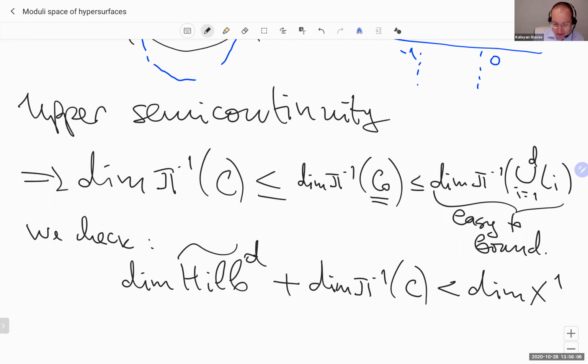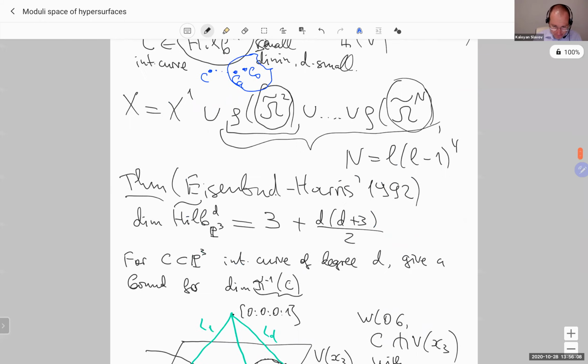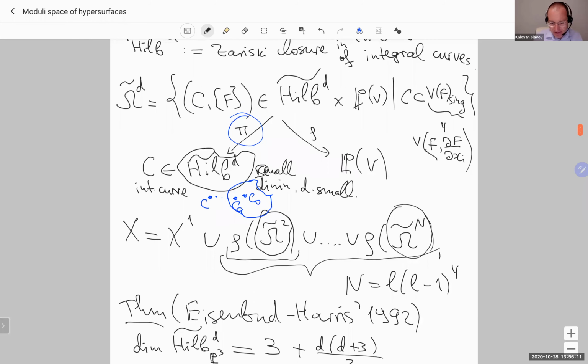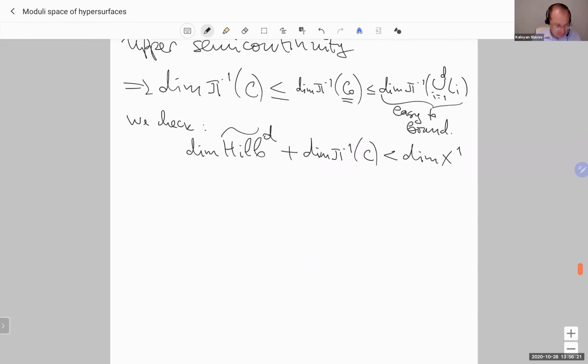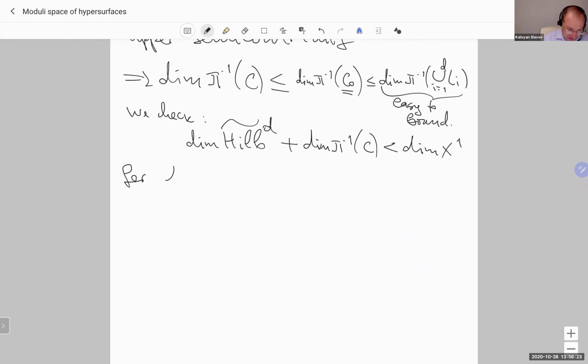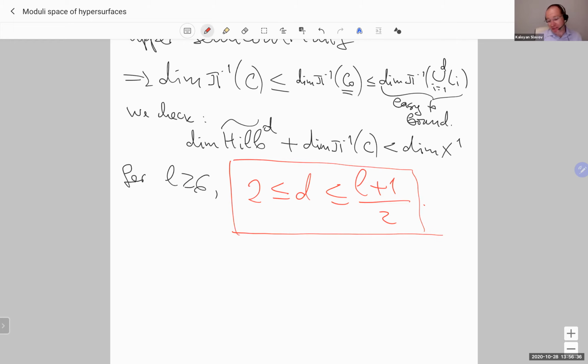And therefore, for this incidence correspondence that we had above, the dimension of the Hilbert scheme plus the dimension of the fiber is less than the dimension of the incidence correspondence, and also therefore the image of the incidence correspondence under rho has dimension less than the dimension of x1. Now this holds for L greater than or equal to 6, and most importantly for small values of D, 2 less than or equal to D less than or equal to (L+1)/2. Only for small values of D. For large values of D, again, you cannot do it because the Hilbert scheme has dimension that keeps growing.